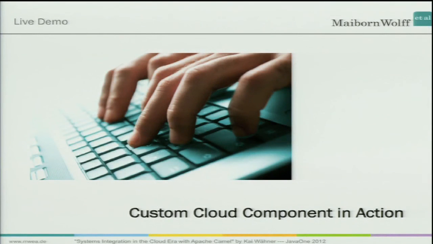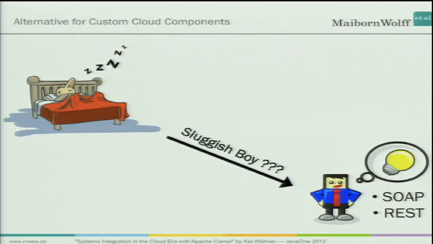Okay, so there's also another good alternative. Maybe you just have to integrate a specific service only 1 time or 2 times, and you don't want to create your custom component. Then you can, of course, use other interfaces. So cloud services usually, in the meantime, all cloud services offer a REST service. Some also offer a SOAP service, but most use only REST at a time. For example, Amazon Web Services has already deprecated its SOAP services and only offers REST services.